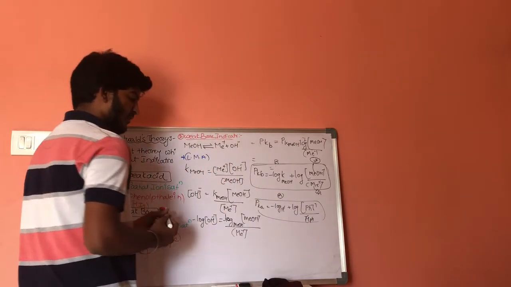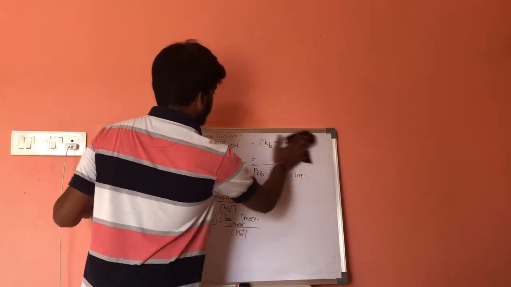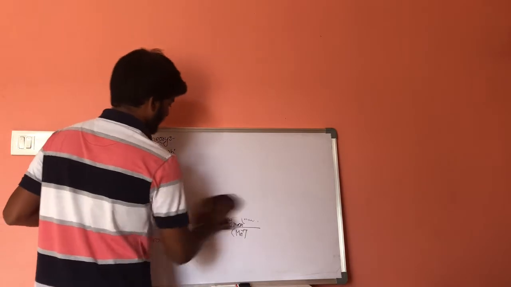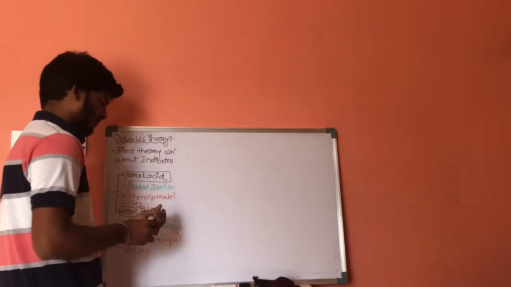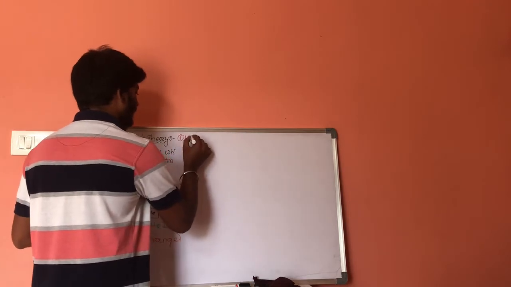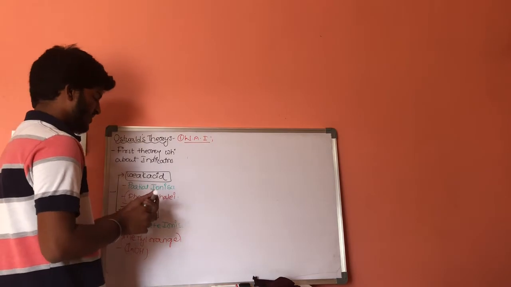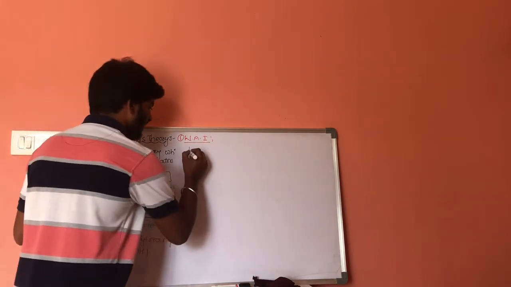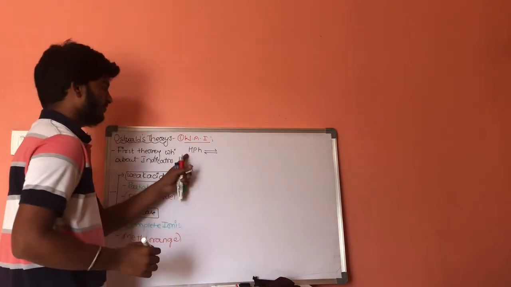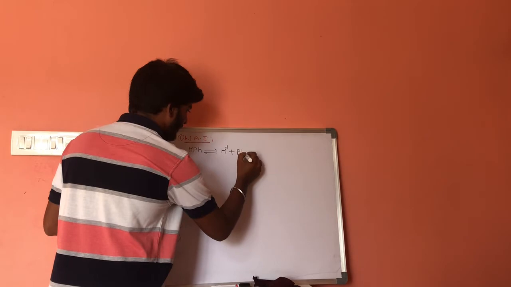Now let us discuss how the color will be changing. First, let us discuss weak acids. In the case of weak acid indicators, we have phenolphthalein, HPh, which undergoes partial ionization to form H plus and Ph minus.